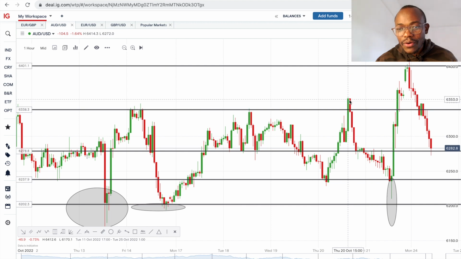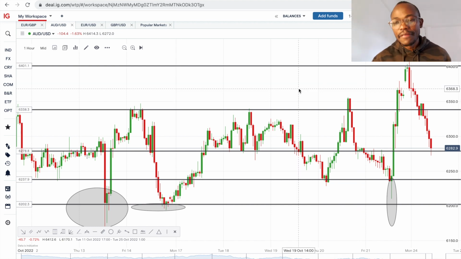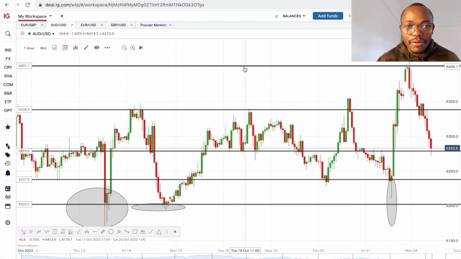So that is a zone, but you must be sure it came back and went down. So before it retests and continues, I would say be very careful when you're trading. Remember, it's all about probabilities. So support and resistance are very important to your trade. Why? Because they give you the zones that price is reacting to.